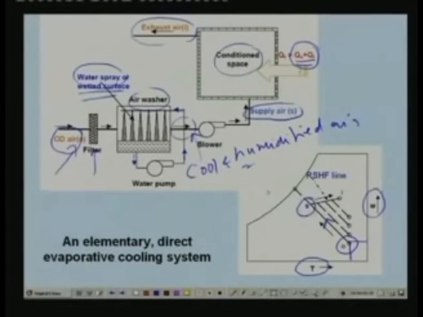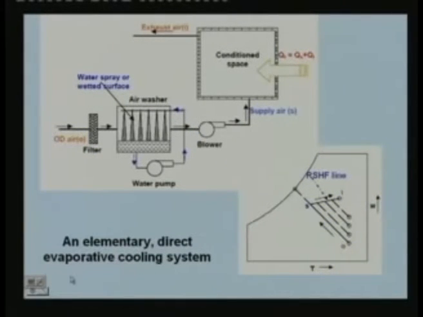Point S is the exit condition of the air at the evaporative cooler, and this air which is cooled and humidified is sent to the conditioned space. As it flows through the conditioned space, it extracts the sensible and latent heat and finally leaves the conditioned space at this state I. This line SI is nothing but the room sensible heat factor line, which we have discussed in the last lecture. So, this is the basic principle of a direct evaporative cooling system.